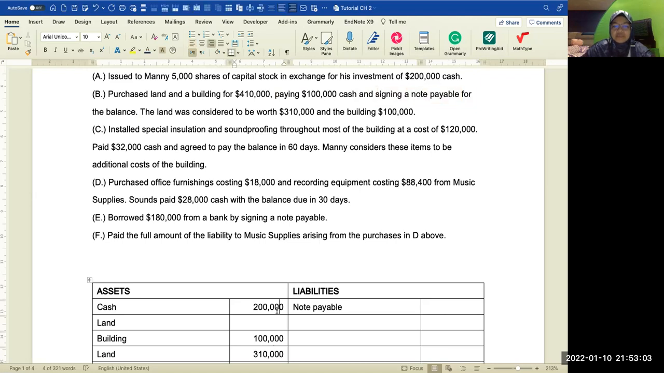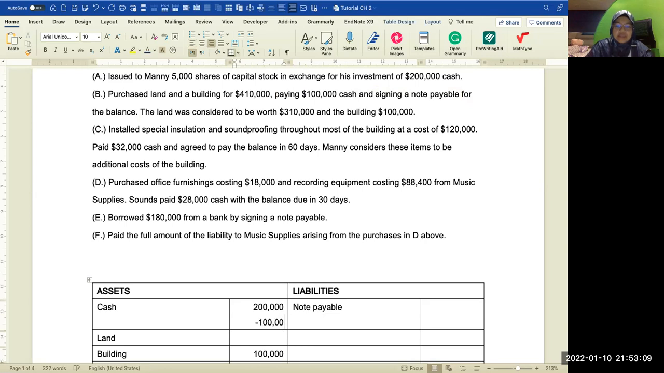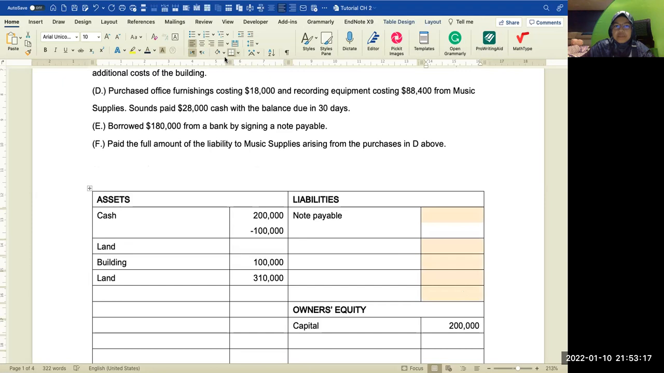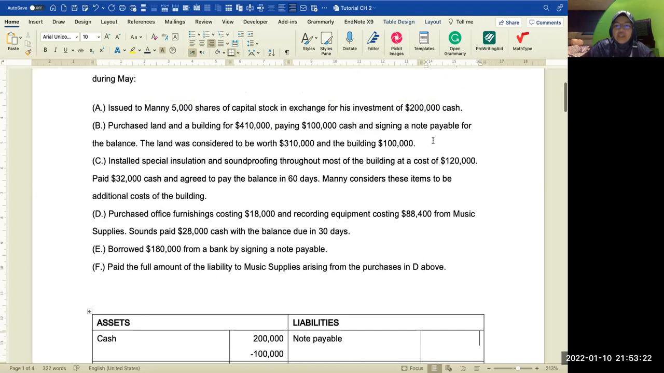The cash will be reduced to 190. Okay, you just put minus 100,000 first, right? Because you pay cash 100,000, and then the note payable. How much is the note payable? Note payable will be 100,000 also. No. It says the note payable is for the balance. How much is the balance? How much is the total balance, land and building? The total is 410. Okay, and then you pay 100,000 cash. That's correct. Then what's the balance? The balance will be 310. So 310 in the form of?